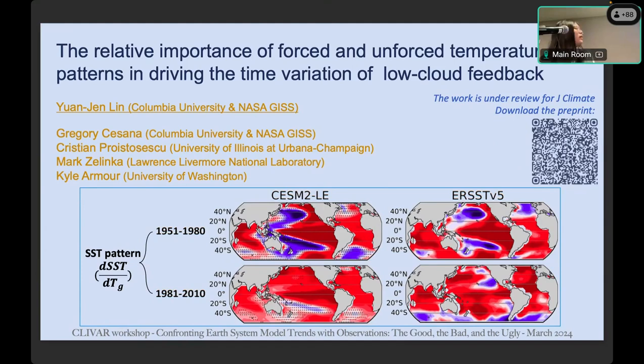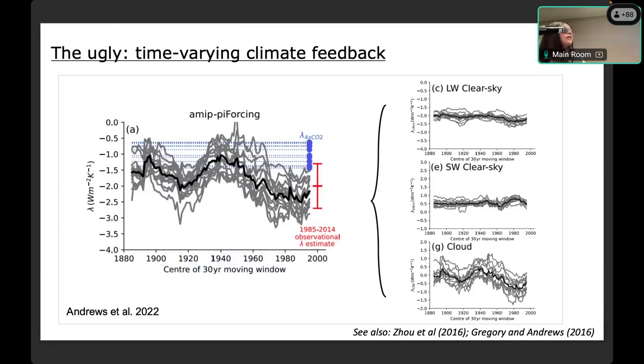Okay, so let's start with the motivation of this research. This is the time evolution of climate feedback estimated using AMIP pi forcing simulations. So you prescribe models with observational SST and sea ice with forcing fixed at pre-industrial level. With some spread, overall we can see that radiative feedback becomes more stabilizing over the past few decades, which mostly comes from cloud feedback.